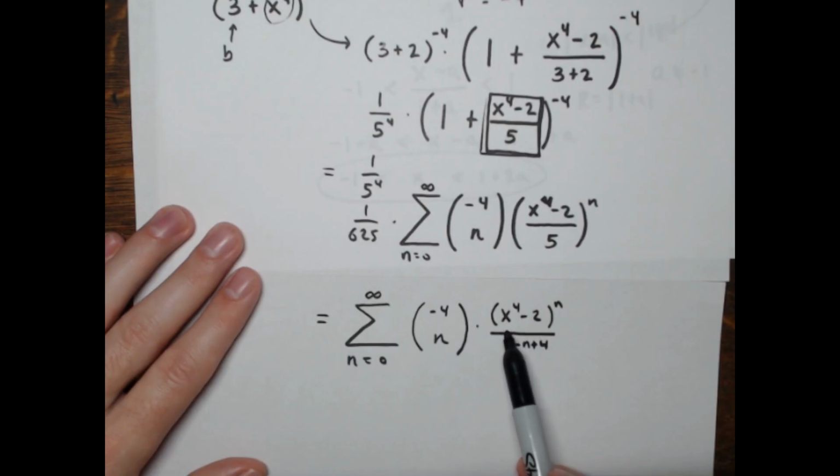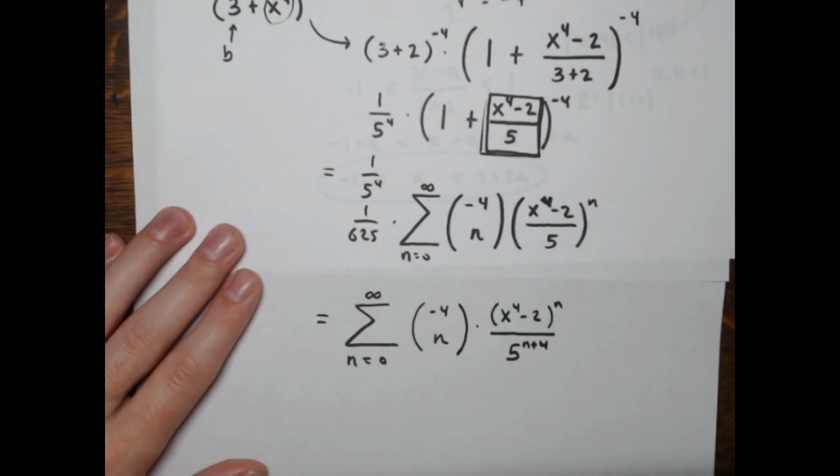But the problem with this is this series isn't going to be centered at 2. This is not just x minus 2. This is x to the fourth minus 2, which is really centered, if you think about having powers of x minus something, at the fourth root of 2, not 2.